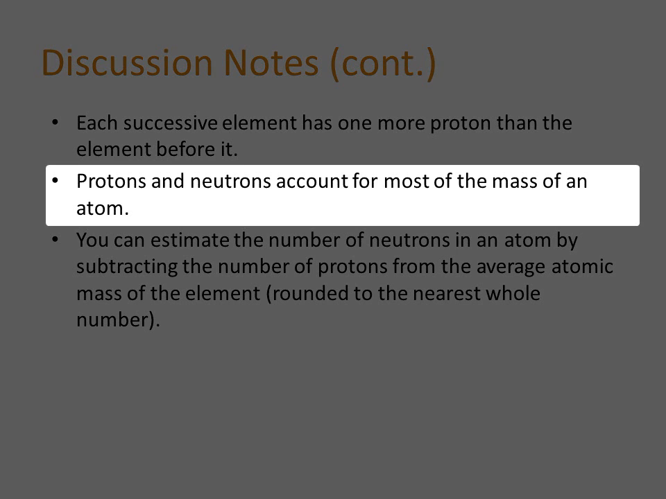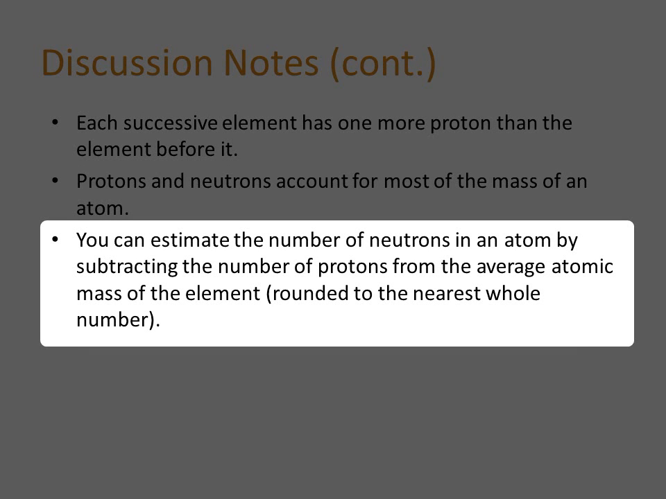Protons and neutrons account for most of the mass of an atom. A proton and a neutron each have a mass of 1 AMU, or atomic mass unit. By comparison, the mass of an electron is 0.0005 AMU, or about 1/2000th the mass of a proton or neutron. Therefore, the mass of an atom in atomic mass units is approximately equal to the sum of the number of protons and neutrons, because the mass of the electrons is so small.